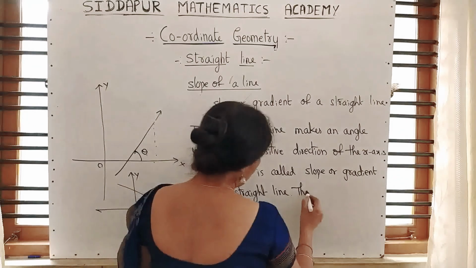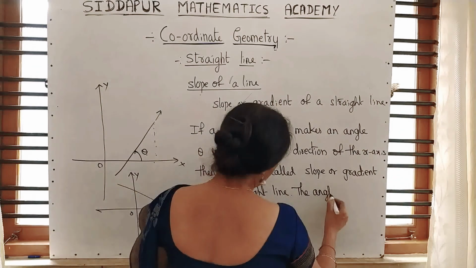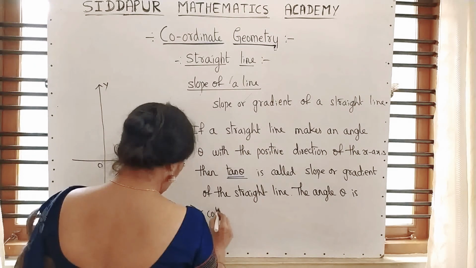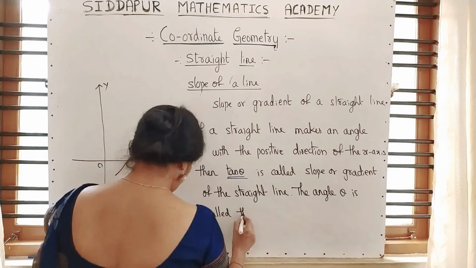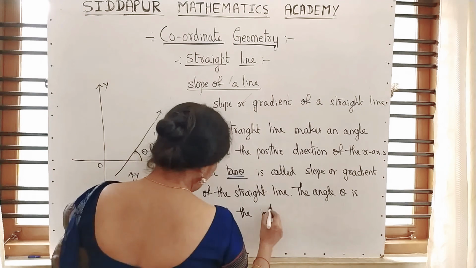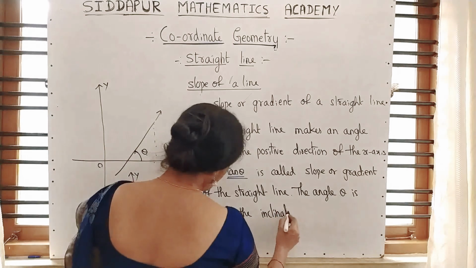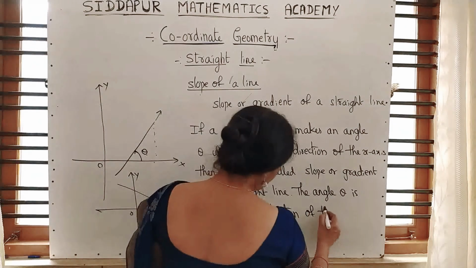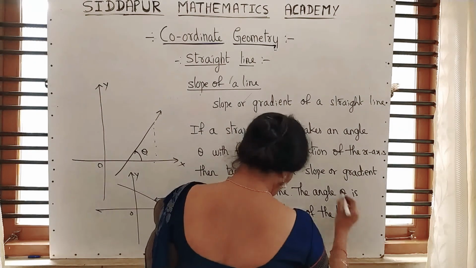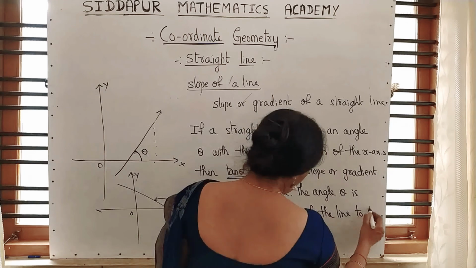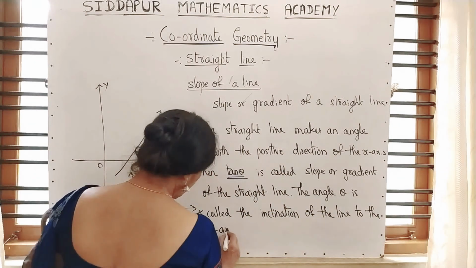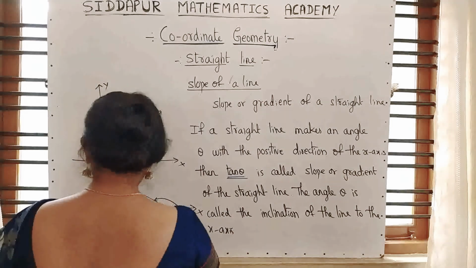The angle theta is called the inclination of the line to the x-axis.